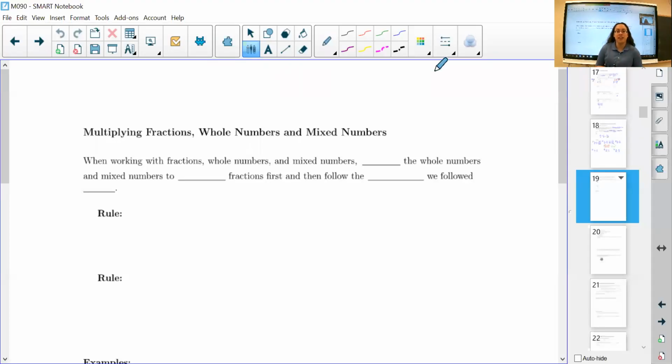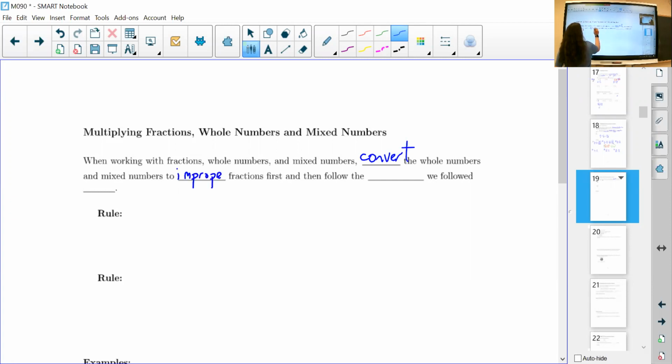All right, let's take a look at pages 19 and 20. So, multiplying fractions, whole numbers, and mixed numbers. When working with fractions, whole numbers, and mixed numbers, what we want to do is convert the whole numbers and mixed numbers to improper fractions first. Improper is the way that we want to work with these fractions, improper fractions. So then we're going to follow the same steps that we followed before.